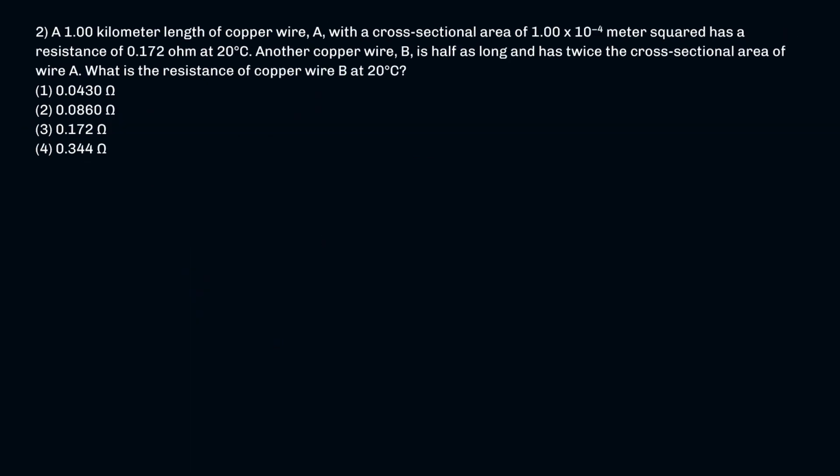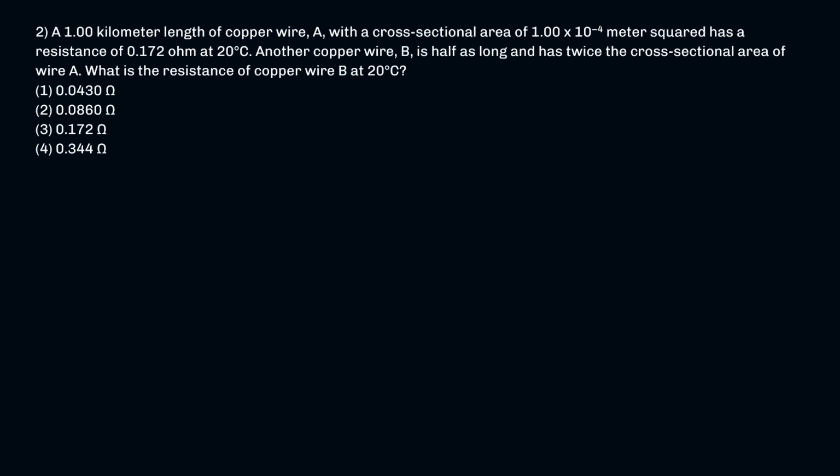Example number 2. A 1 kilometer length of copper wire A with a cross-sectional area of 1.0 times 10 to the negative 4th meters squared has a resistance of 0.172 ohm at 20 degrees Celsius. Another copper wire B is half as long and has twice the cross-sectional area of wire A. What is the resistance of copper wire B at 20 degrees?